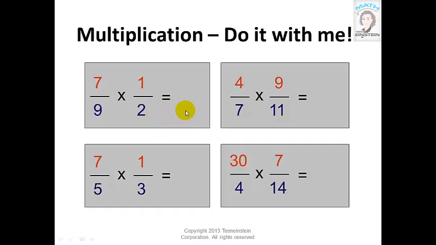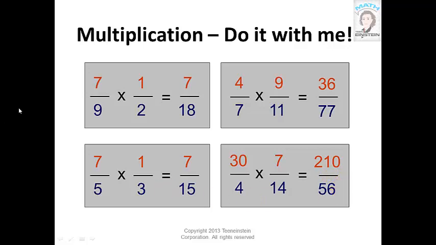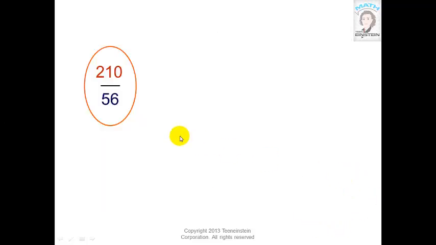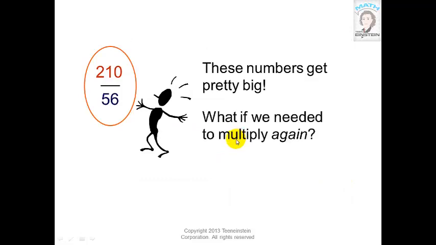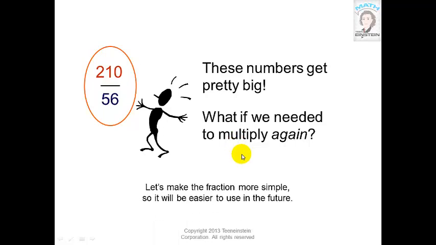So what should be the answer here? Okay, can you take a paper and do it with me? So this is 7 over 18 here. You check your answer quickly or use your calculator. Here 7 over 15. Here 210 over 56. See here, very big numbers. Whenever there is a very big number, what if we need to multiply again? Very difficult.